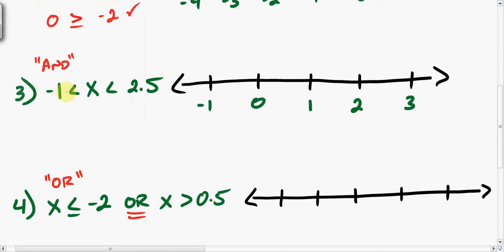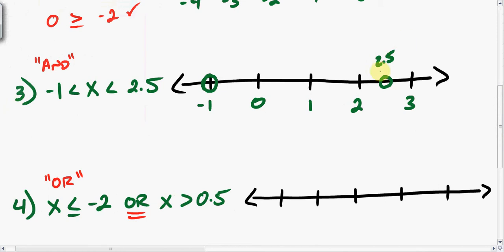So I'm going to go to negative 1, put an open circle at negative 1, and I also want another open circle at 2.5. Notice 2.5 doesn't have a tick mark, so you can just guesstimate where it's going to be. And just as we did in previous lessons, if we're marking a number that's not represented by a tick mark, I will write that number right above its marking, so above that open circle.